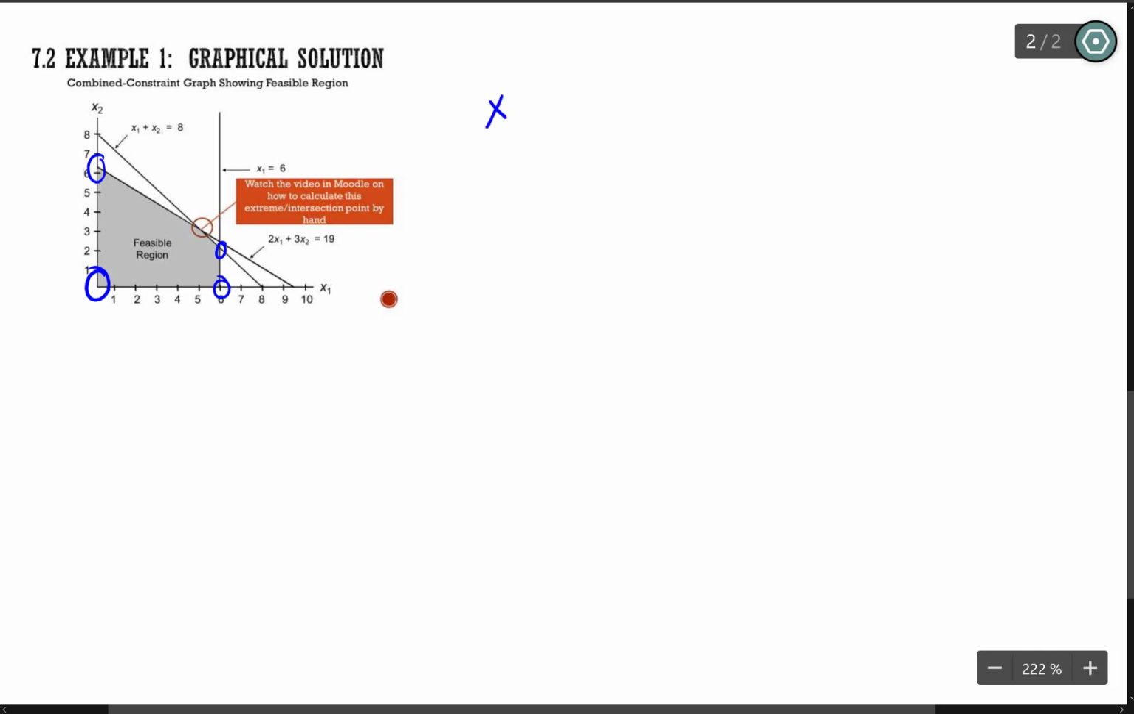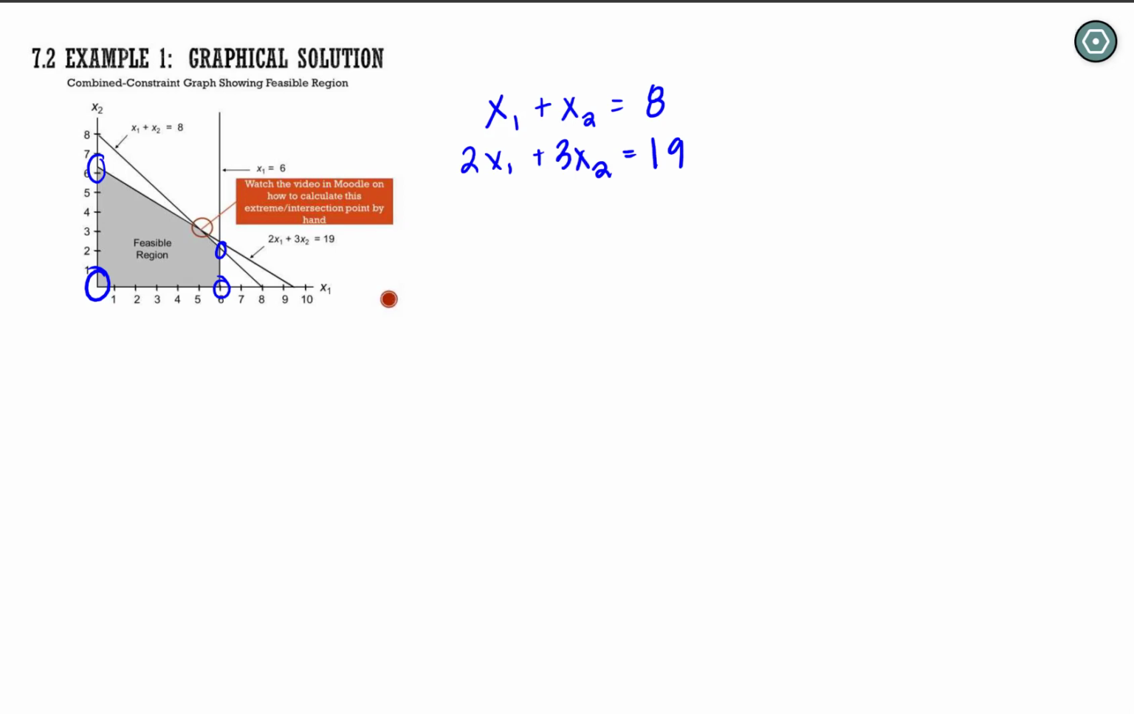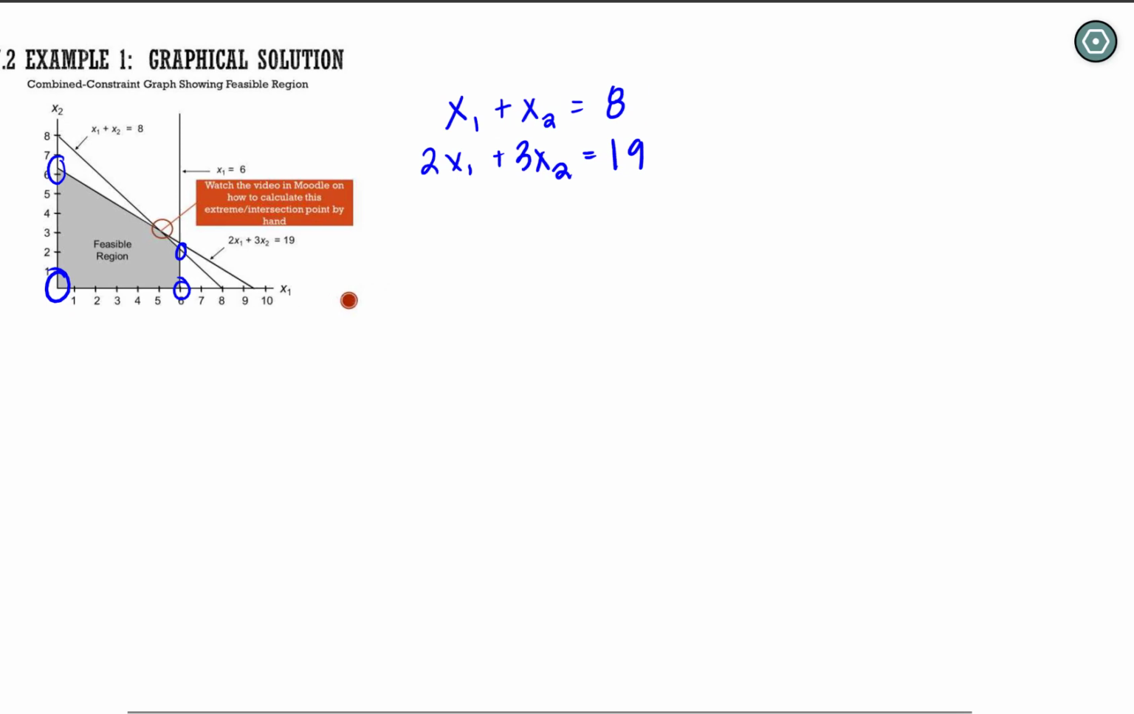We have two lines that intersect to make that point. Those lines are x1 plus x2 equals 8 and 2x1 plus 3x2 equals 19. So we have two equations and two unknowns here. x1 and x2 are our unknowns. We can solve this either through substitution or through elimination, so trying to get rid of one of our variables and calculate the other one.